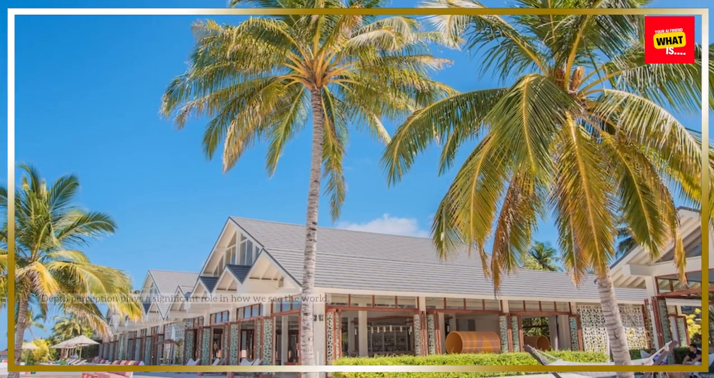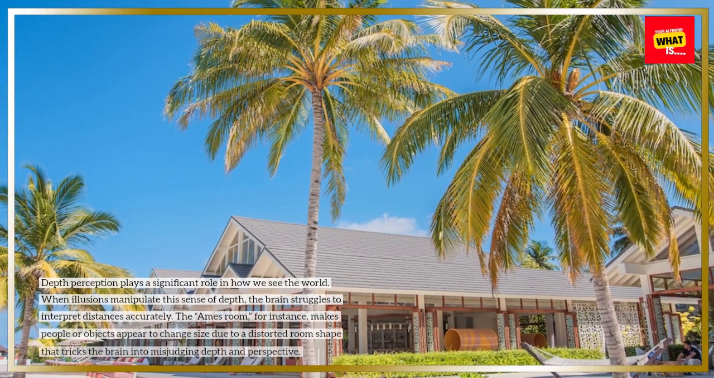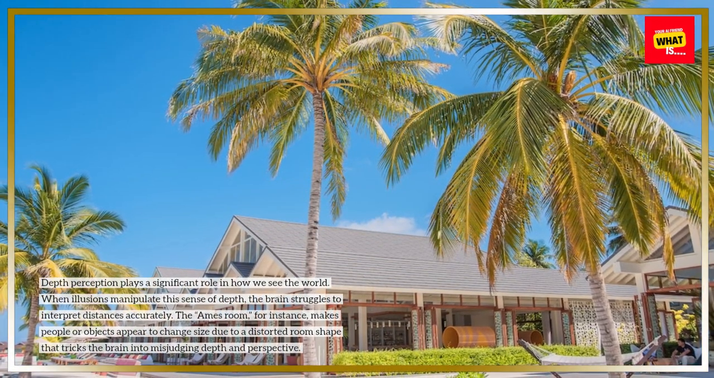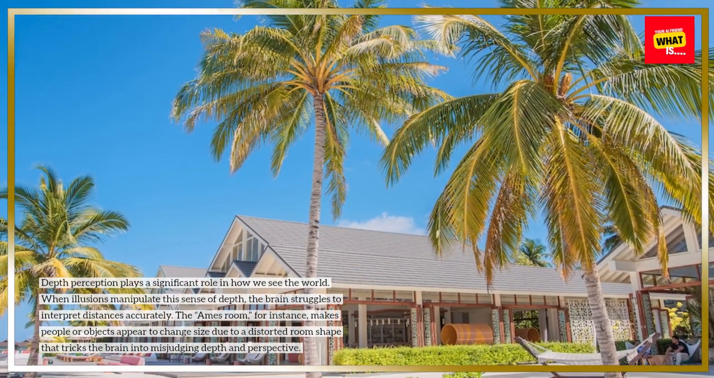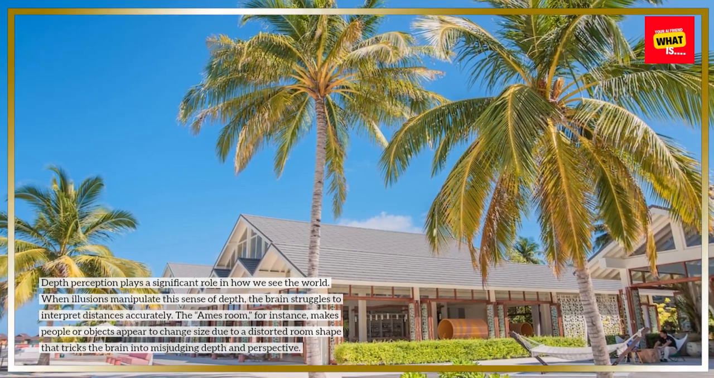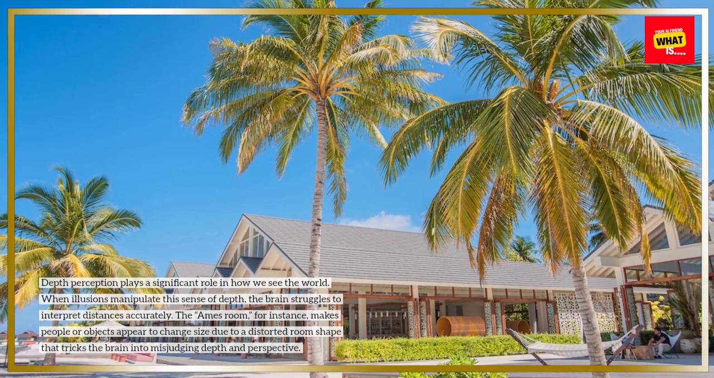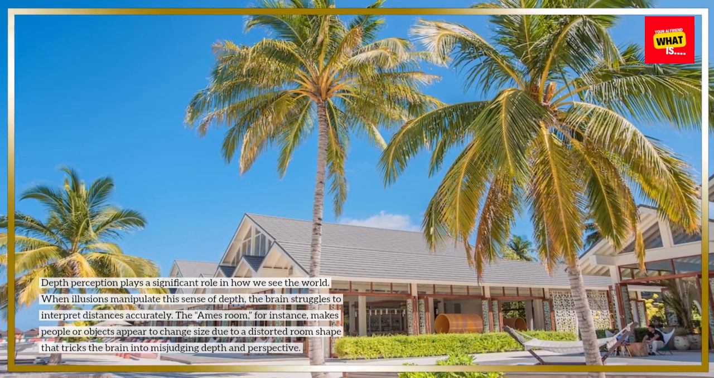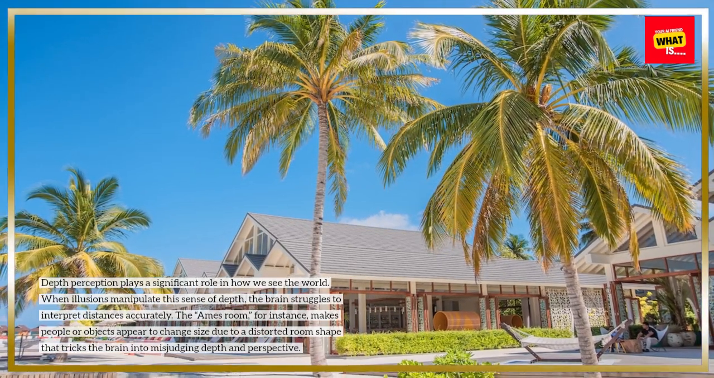The effect of depth perception on illusions. Depth perception plays a significant role in how we see the world. When illusions manipulate this sense of depth, the brain struggles to interpret distances accurately. The Ames room, for instance, makes people or objects appear to change size due to a distorted room shape that tricks the brain into misjudging depth and perspective.